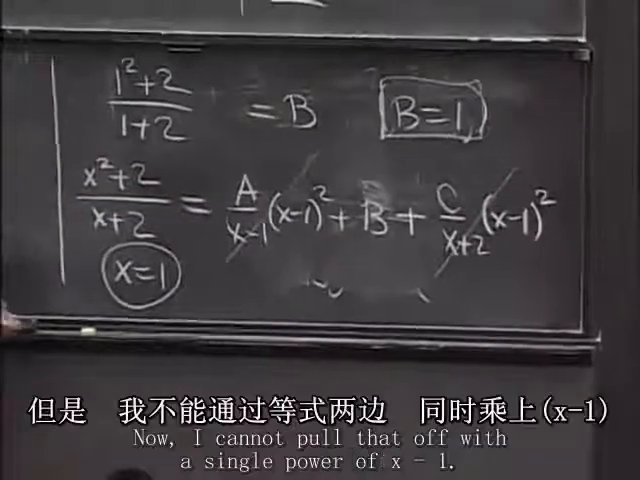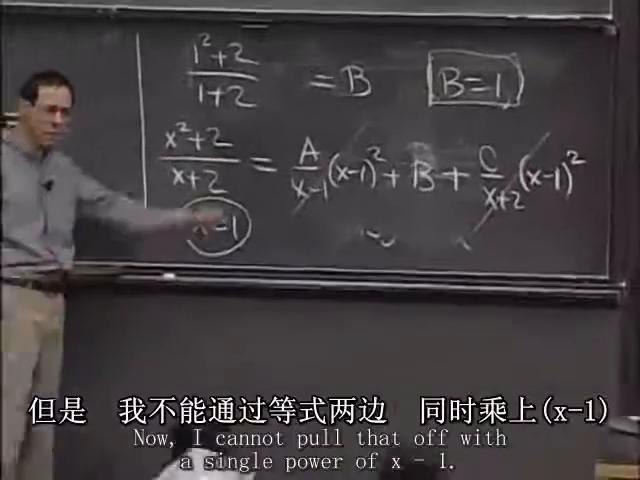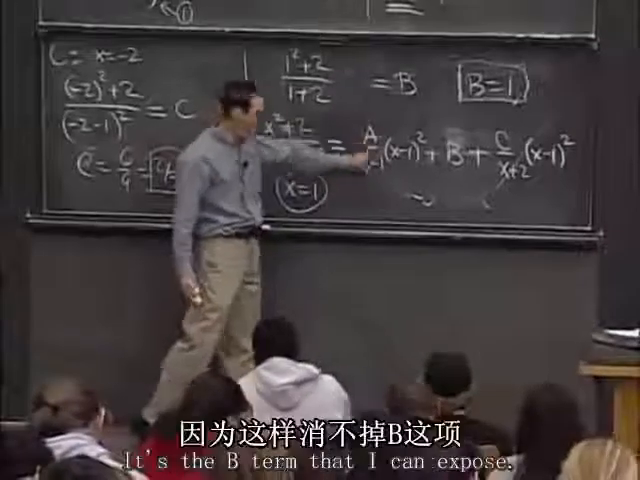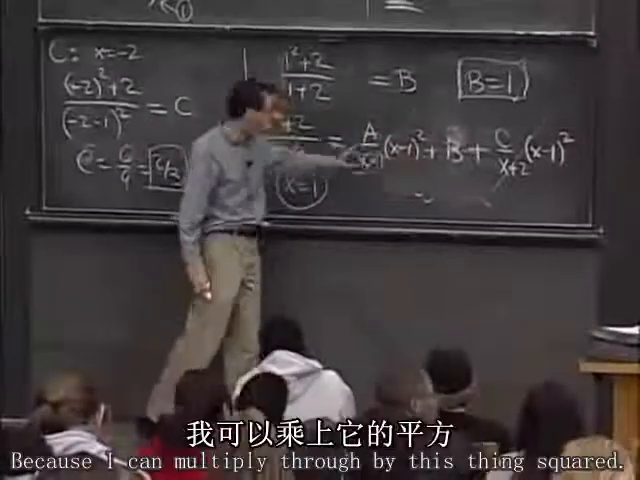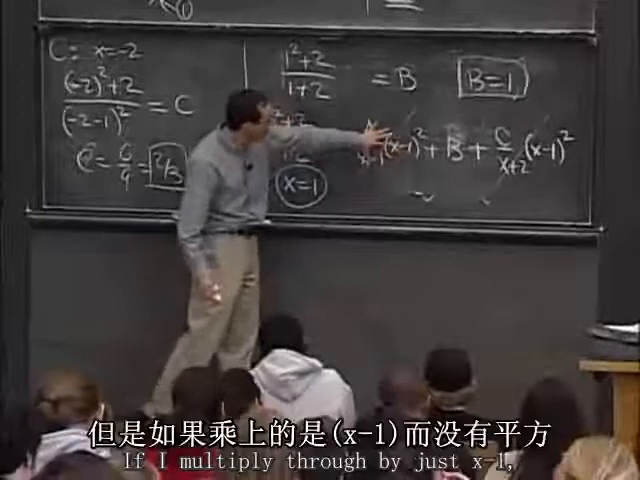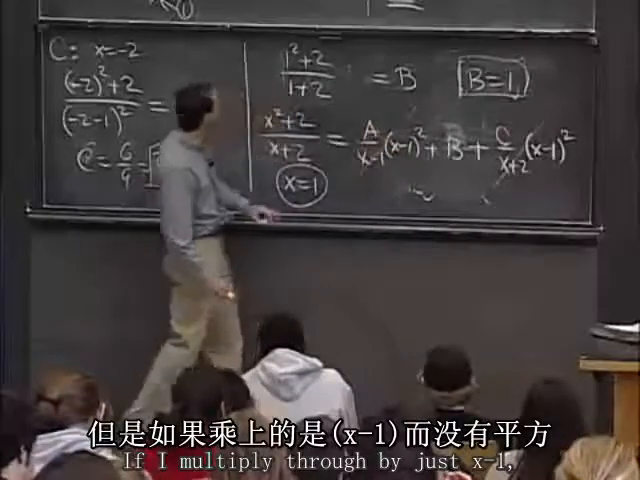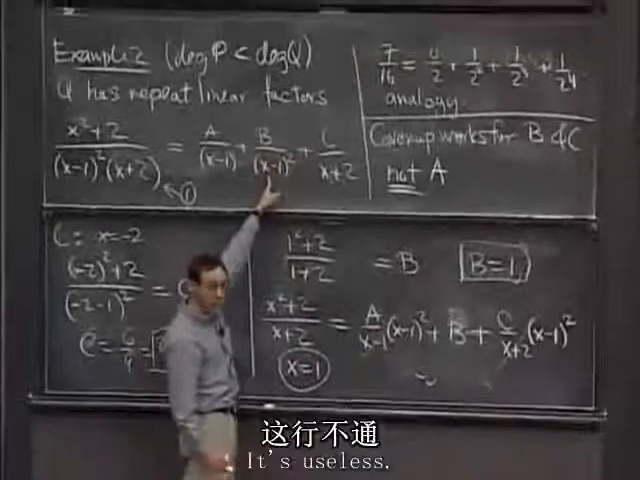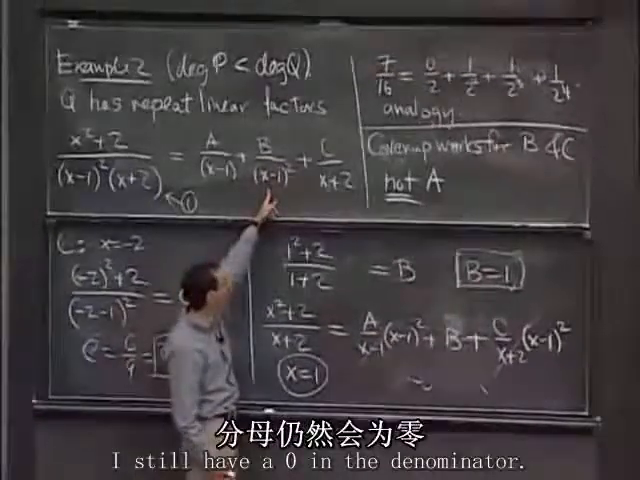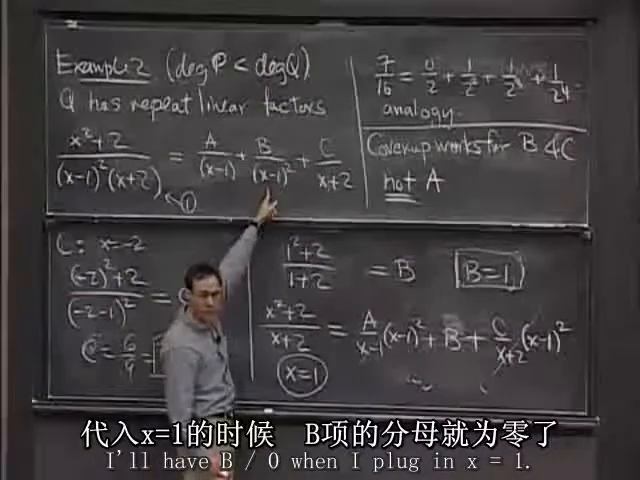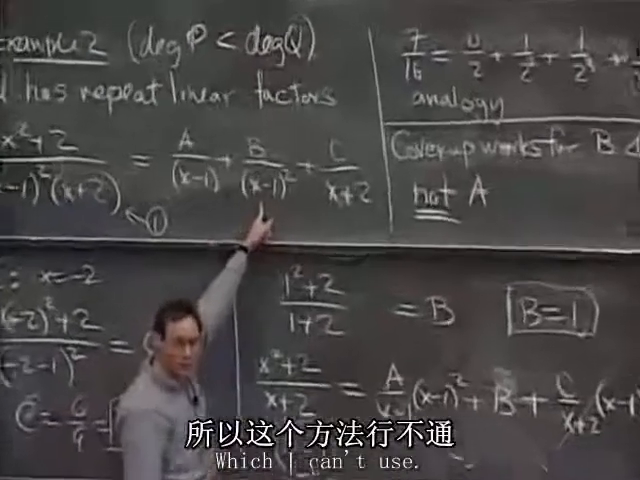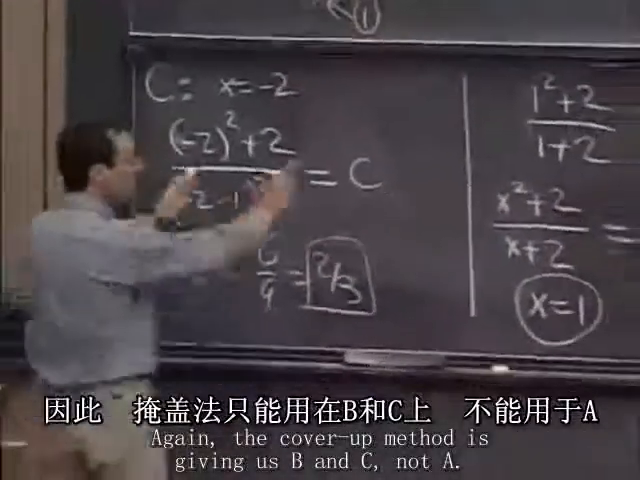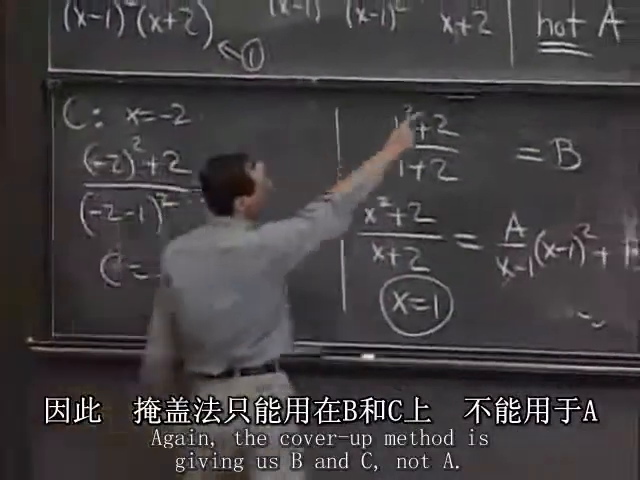Now, I cannot pull that off with a single power of x minus 1. I can't expose the a term. It's the b term that I can expose because I can multiply through by this thing squared. If I multiply through by just x minus 1, what will happen here is I won't have canceled this x minus 1 squared. It's useless. I still have a 0 in the denominator. I'll have b over 0 when I plug in x equals 1, which I can't use. Again, the cover-up method is giving us b and c, not a.